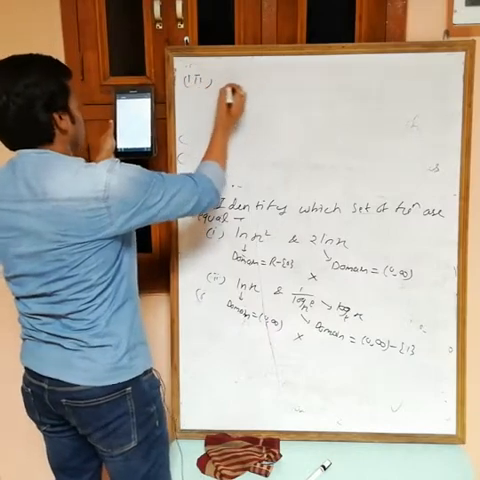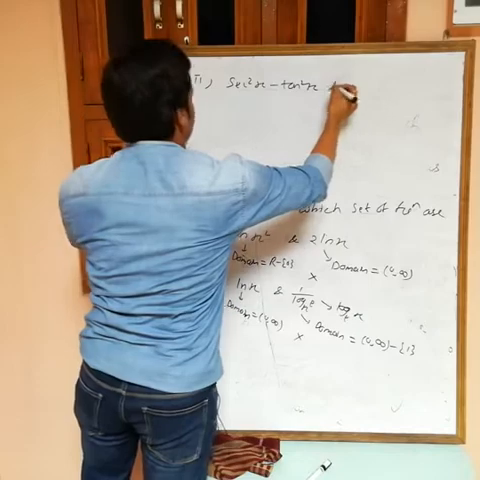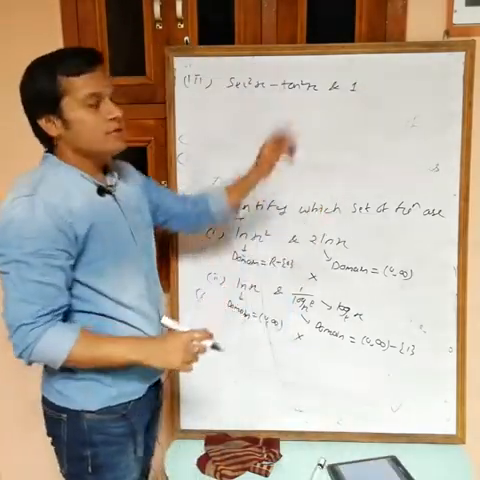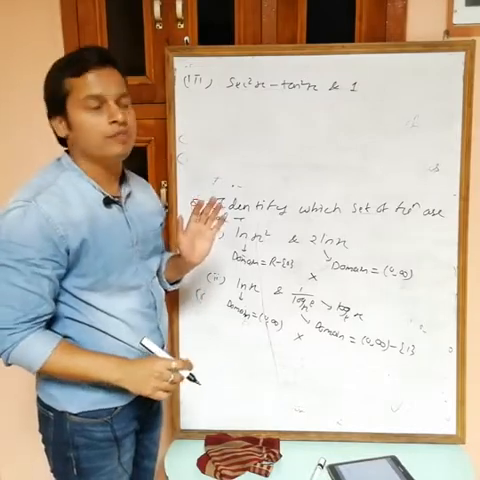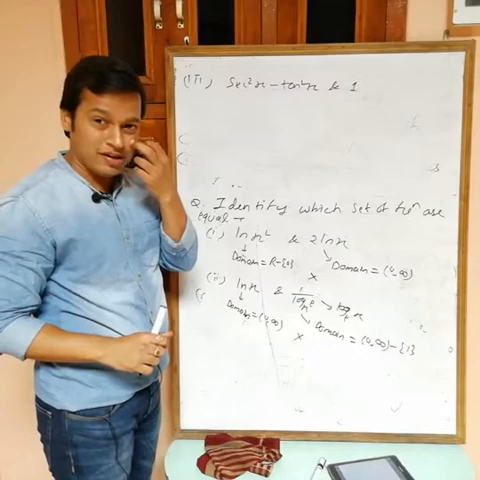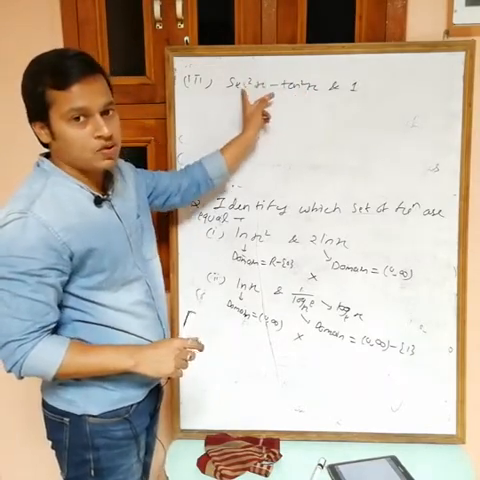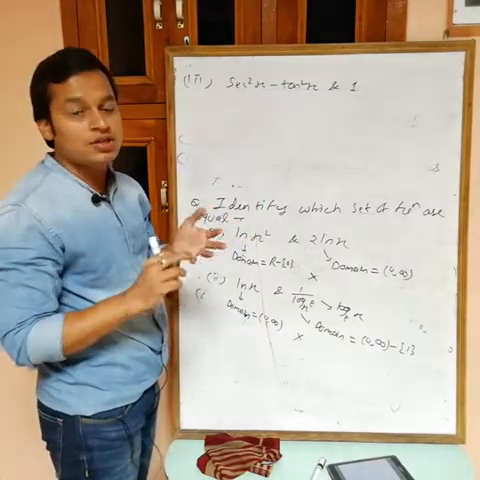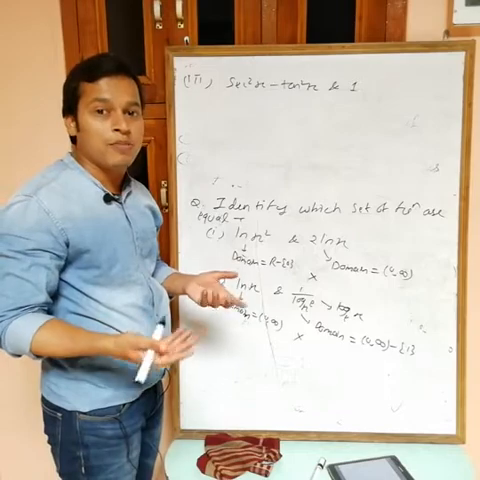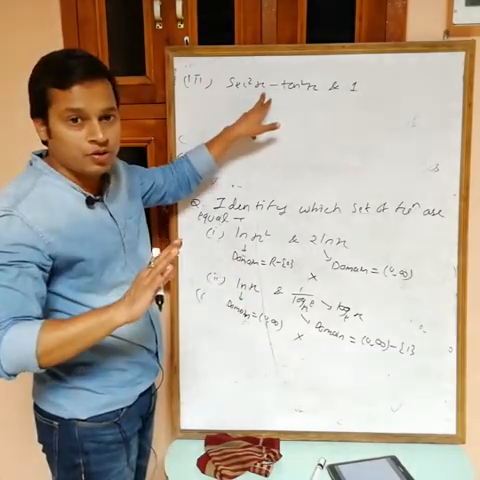Third one, sec square x minus tan square x and 1. Sec square minus tan square is always equal to 1, and this is 1. Are they equal, identical or not? Now again no. Actually in this one, tan x is not defined at pi by 2, sec is also not defined at pi by 2, tan pi by 2 is infinity. So in this one pi by 2 is not in the domain.